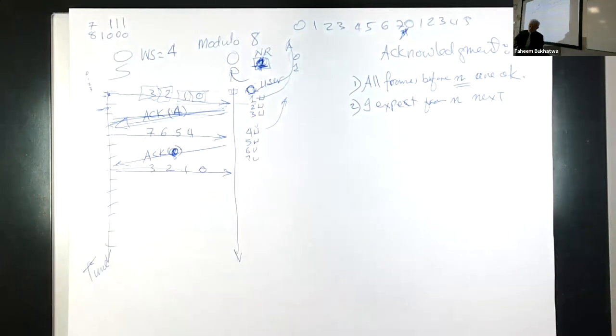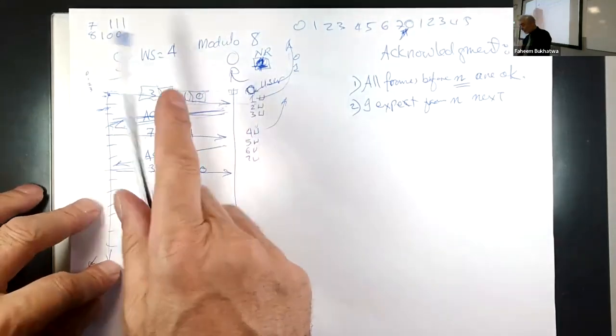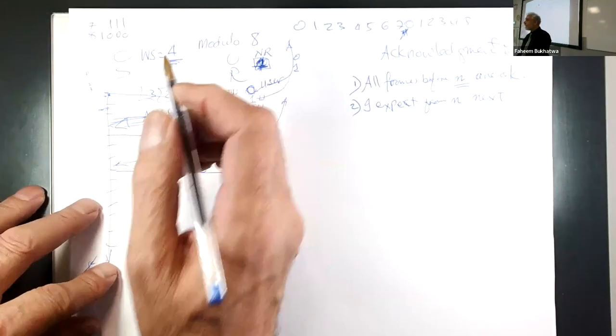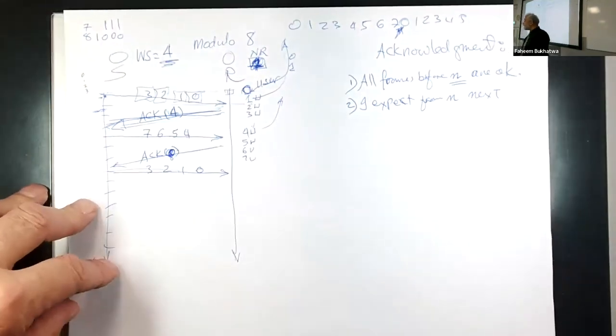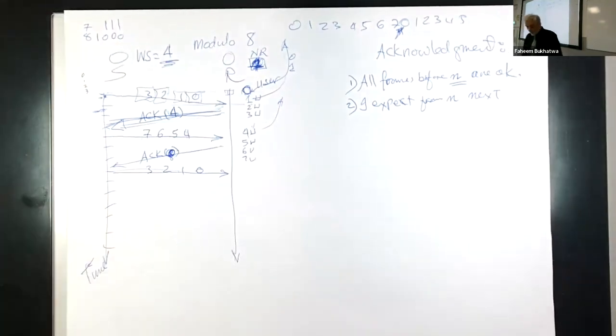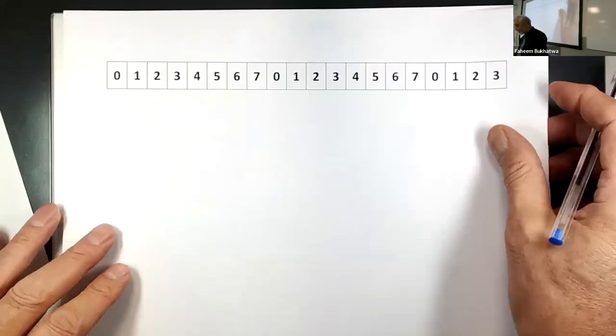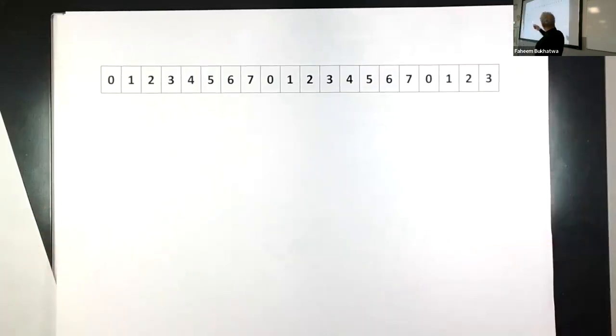How does the sender know how many frames to send? Well, we had agreed on the window size. That's how many frames you send. What sequence numbers can I send? Okay, this is why they call this the sliding window protocol. So imagine this. Imagine we have these numbers. This is the cycle, the modulo 8 sequence of numbers.